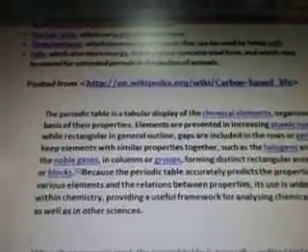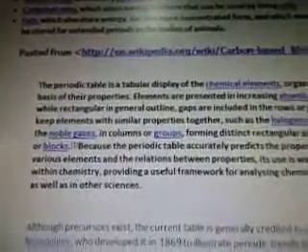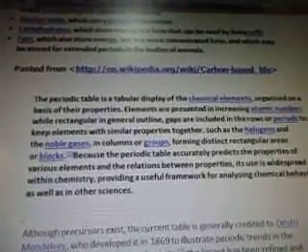It's a tabular display of chemical elements organized on the basis of their properties. Elements are presented in increasing atomic number, while rectangular and general outline gaps are included in rows of periods to keep elements with similar properties together. So there's the human DNA.